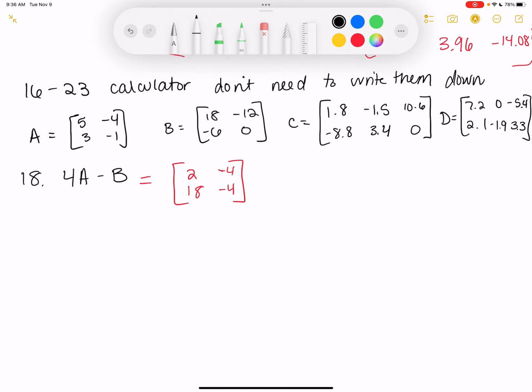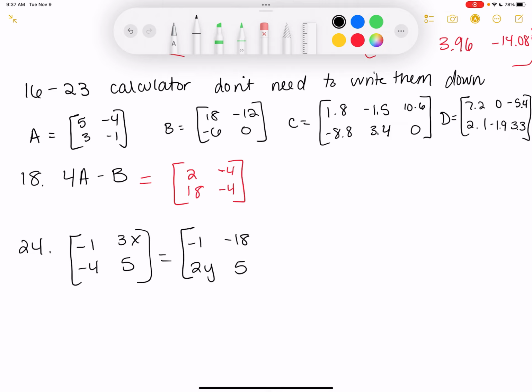All right, so it says solve the matrix equation for x and y. So 2 by 2, we have negative 1, 3x, negative 4, 5 is equal to negative 1, negative 18, 2y, and 5. So based on what we talked about yesterday, what's supposed to happen here? How am I supposed to solve for x and y?